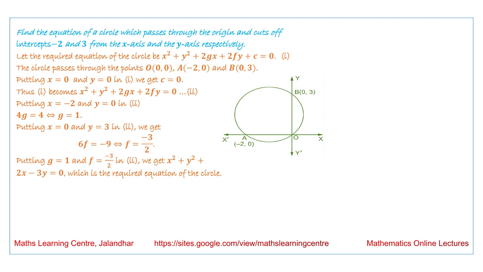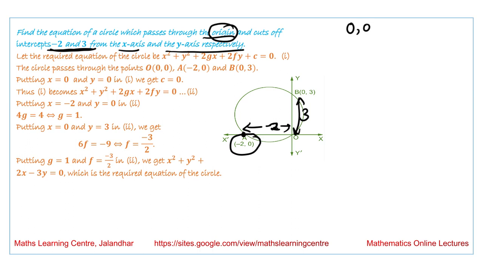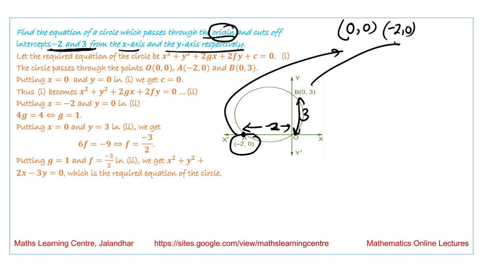Next question we have is: find the equation of a circle which passes through the origin and cuts off intercepts -2 and 3 from the x-axis and the y-axis respectively. So the x intercept is -2 and the y intercept is 3. It means this distance is 2 units on the left of the origin and 3 units above the origin, and it also passes through the origin. So the 3 points given to us are 0, 0, then -2, 0, and the third point is 0, 3.